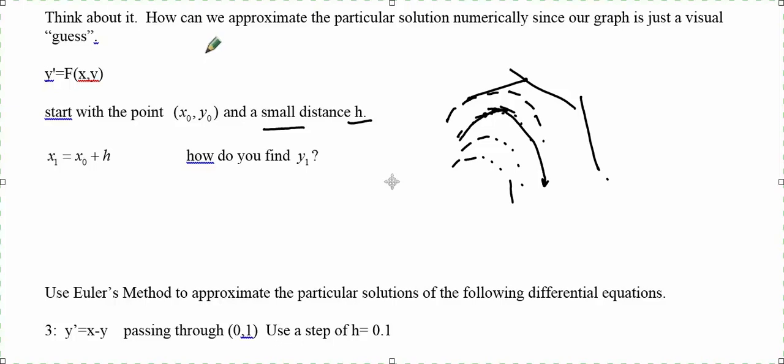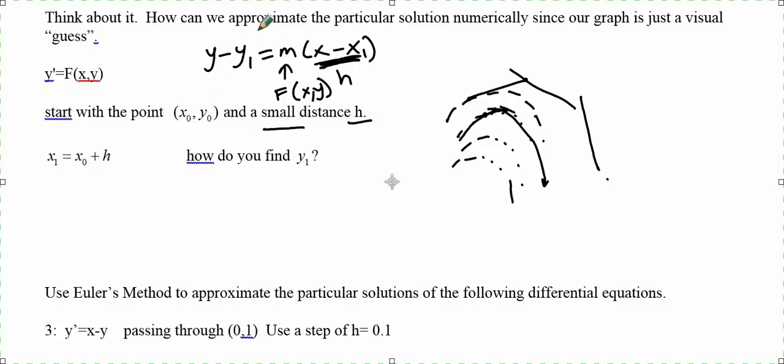So here's the deal. We're going to start with our point-slope formula: y minus y1 equals our slope times x minus x1. Okay, so what do we know? We're going to have a point, x0 and y0, and we're going to plug those in to find where we're getting to. The change in x is your small distance, so this x minus x1 is your change in x. That's your distance h, our small distance. This is our slope, which is generally going to come from our slope field, so this is going to be some sort of function of x and y.